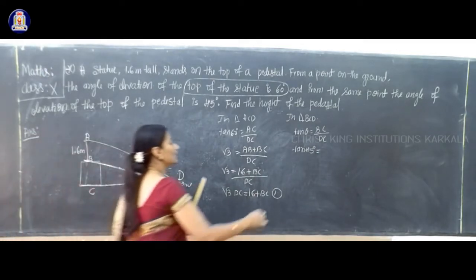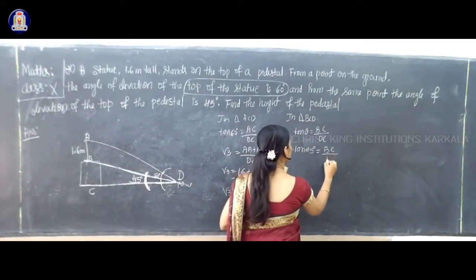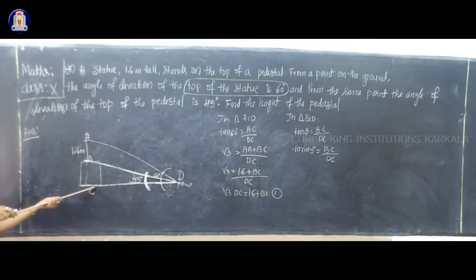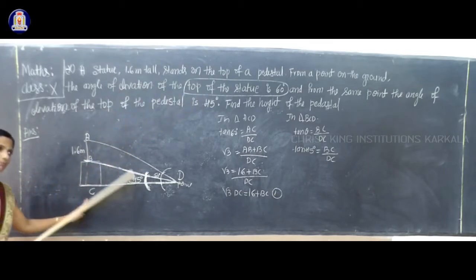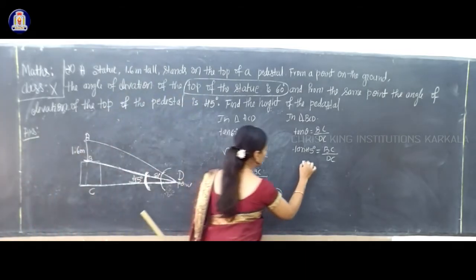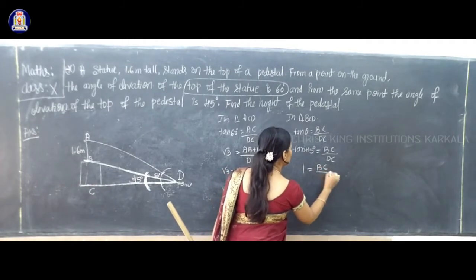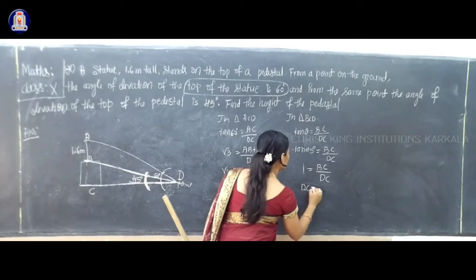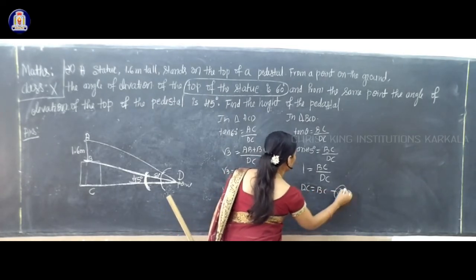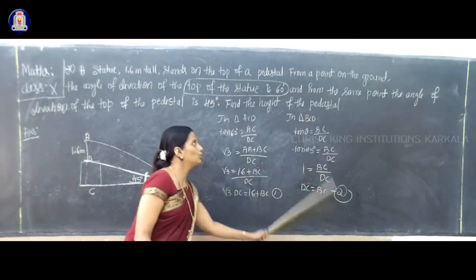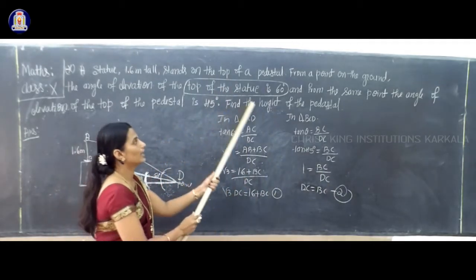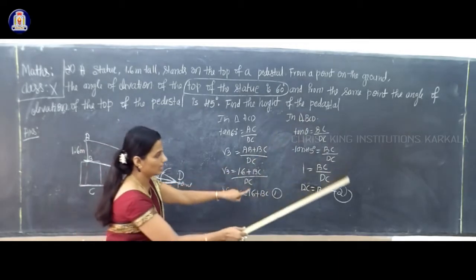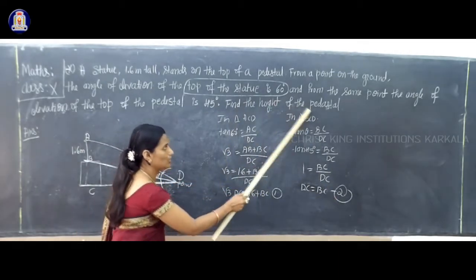BC is not given. Keep it as it is. The distance between the point and the foot of pedestal is not given in the question, so keep that as it is. Tan 45 is what? 1 is equal to BC divided by DC. So DC is equal to BC, that will be equation number 2. So you got 1 and 2. Next, what do I need? I need to find the height of the pedestal. So by using equation number 1 and equation number 2, get the height of the pedestal.